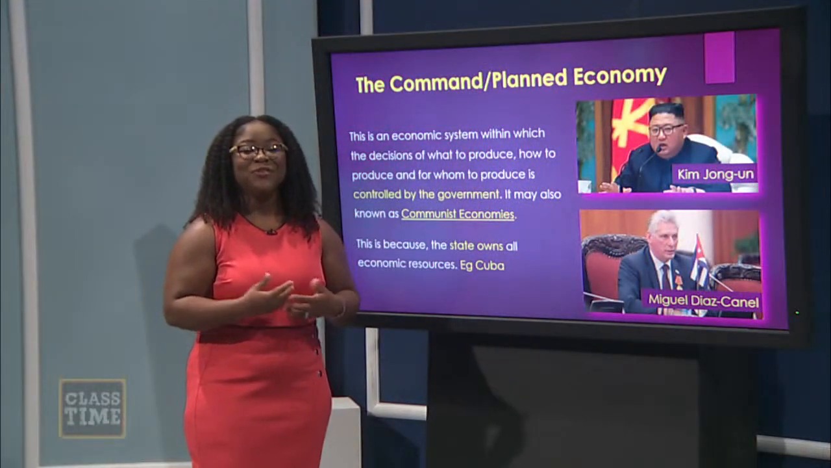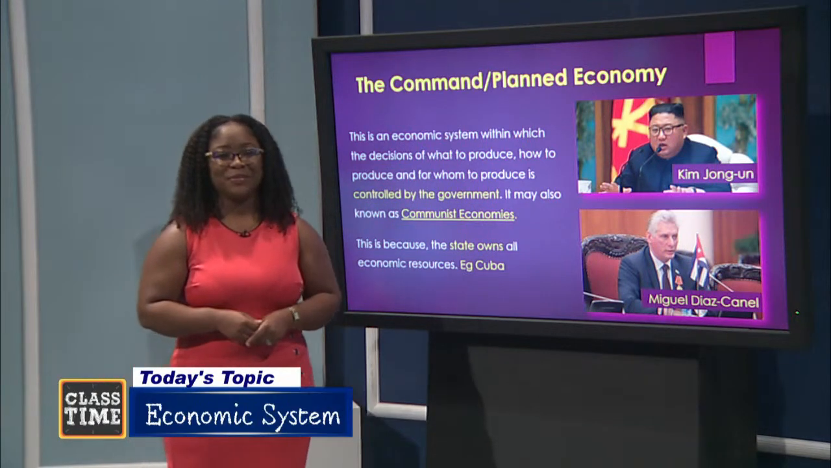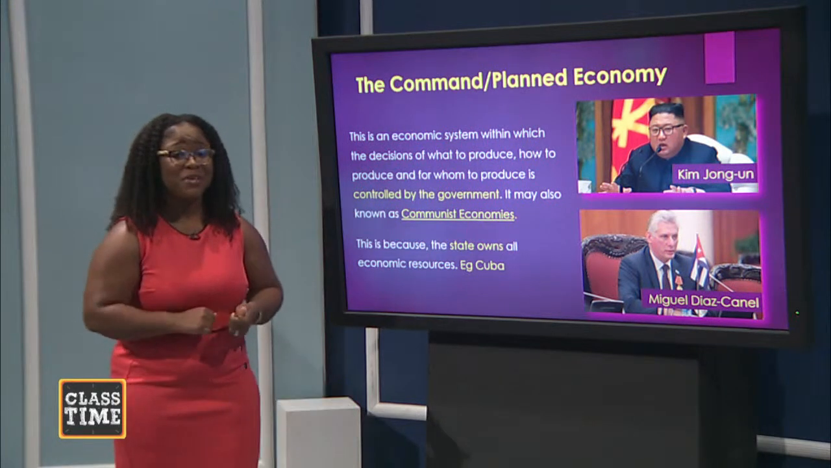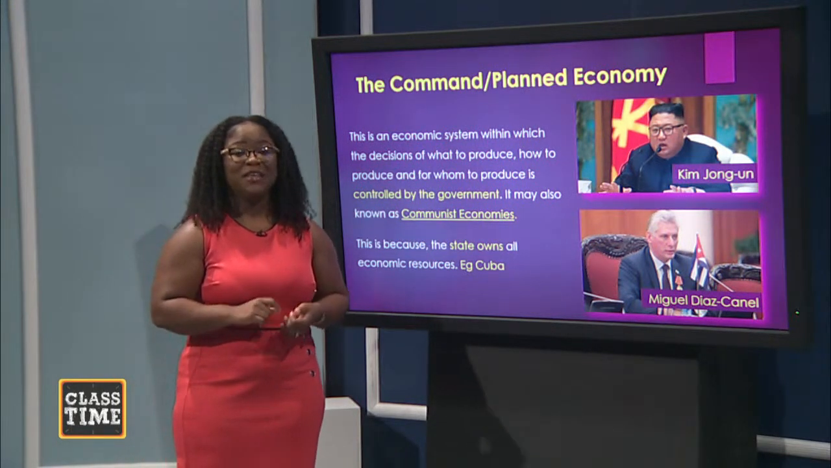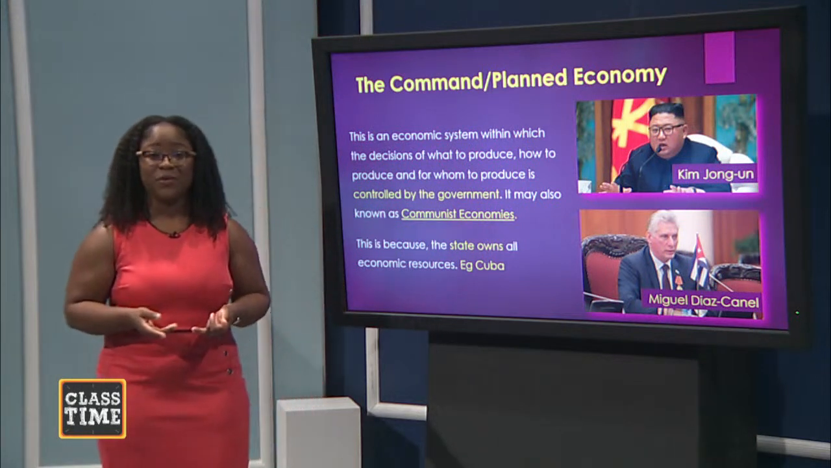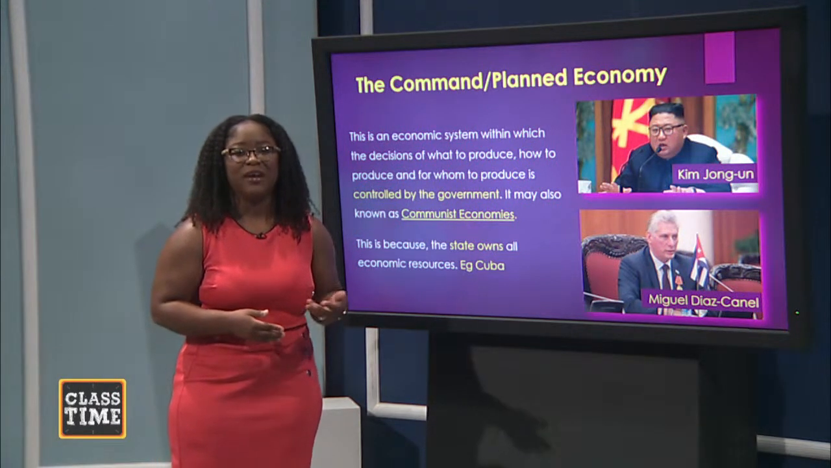Welcome back. Today for CSEC POB, we're looking at economic systems. And so far, we looked at the definition of economic systems. We looked at the 3 resource allocation questions and the 3 basic questions in economics that really are the basis on which economic systems are developed.